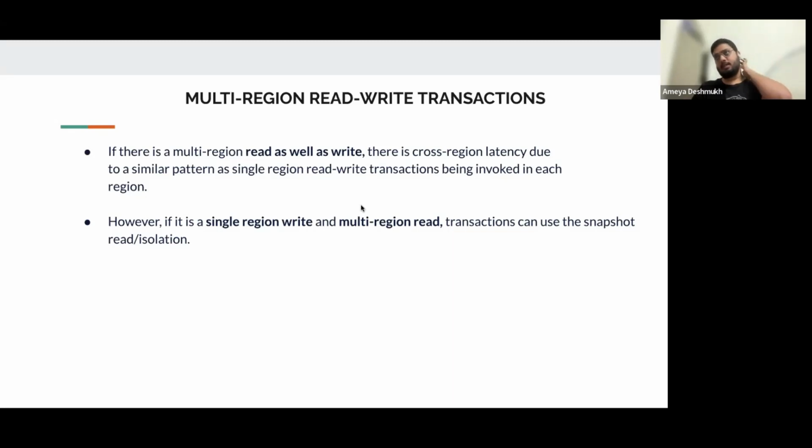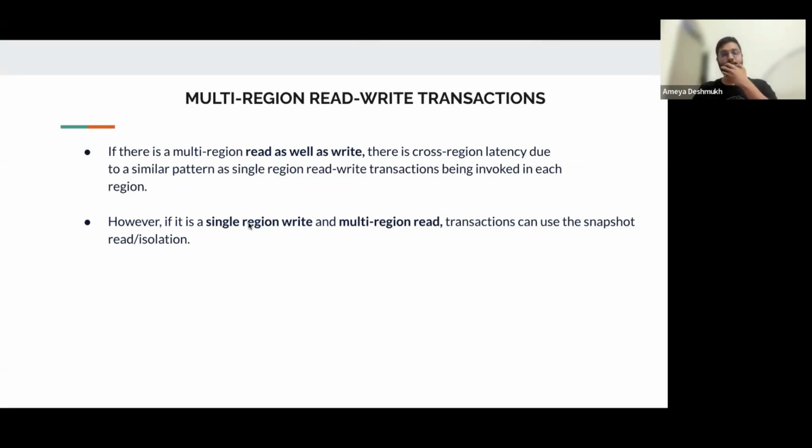However, if it's a single-region write, but the execution involves multi-region reads as well, transactions can use what is known as snapshot read in isolation. You have to specify in the transaction itself that it is this type of transaction. Otherwise, it will be flagged as a regular transaction, and you'll end up facing cross-region latency anyway.